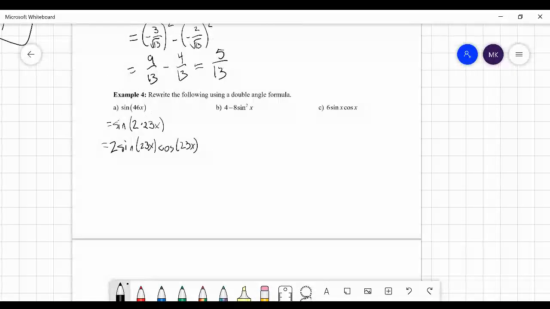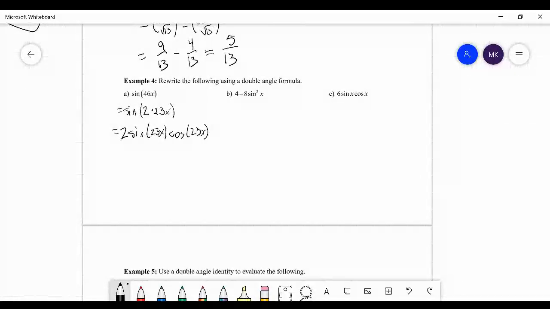But here I have 4 minus 8. Well, that's easy because we can factor this. We can pull a 4 out. When I pull a 4 out, I get 1 minus 2 sine squared x. Well, that's exactly cosine of 2x.